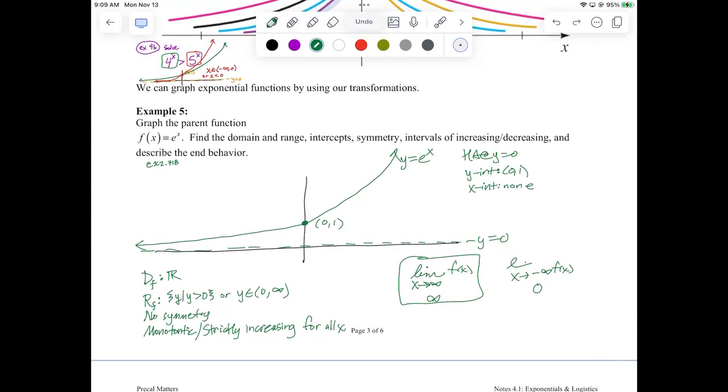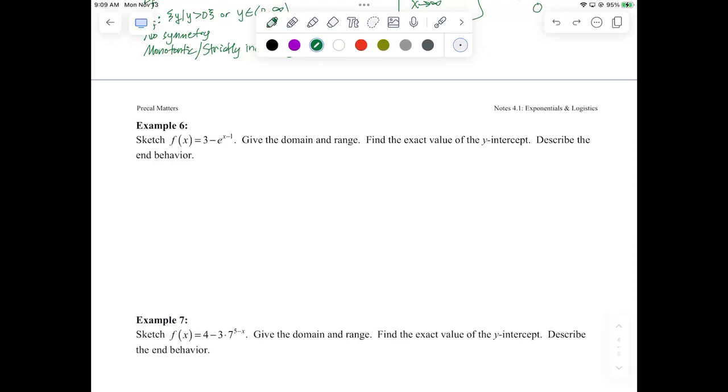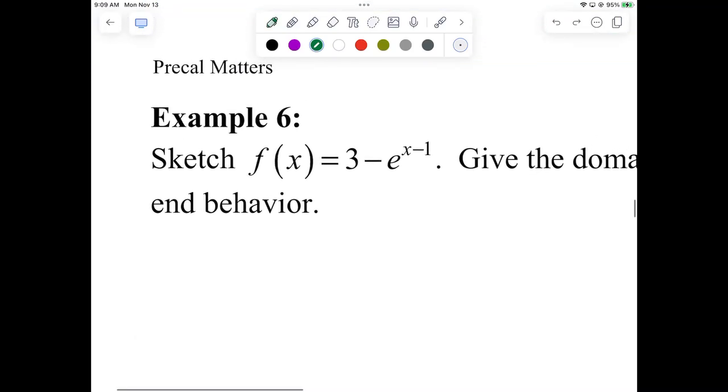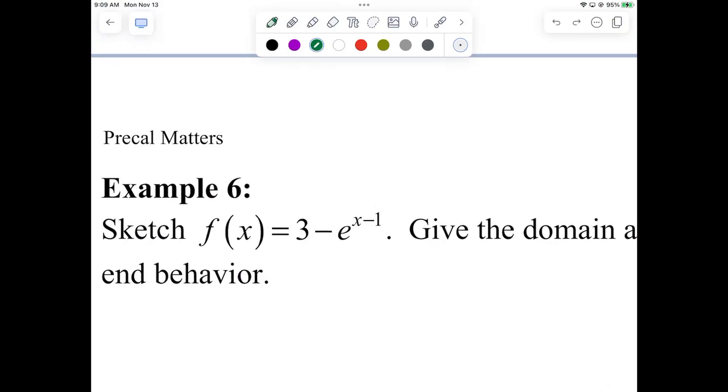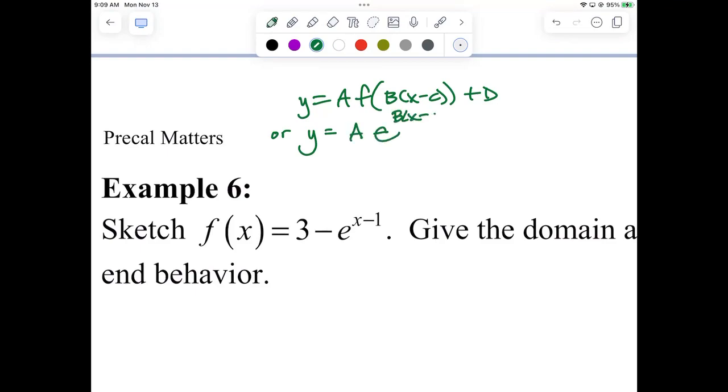Okay. Hey, so guess what? Just like with all the other functions that we've had, now that we know what the parent function looks like, we can start graphing transformations of the parent function. Okay, so let's look at example 6. Sketch f of x equals 3 minus e to the x minus 1. Well, let's recall what standard transformation form looks like. It's a times f of b times x minus c closed plus d. This is in general. For exponentials, we can make it more specific. It's a times e to the bx minus c plus d.